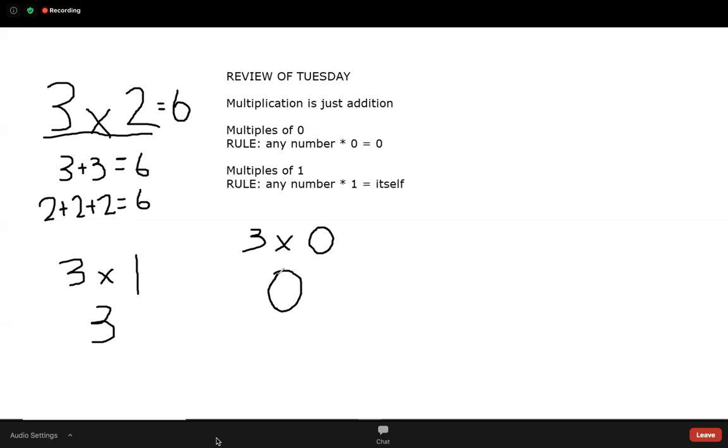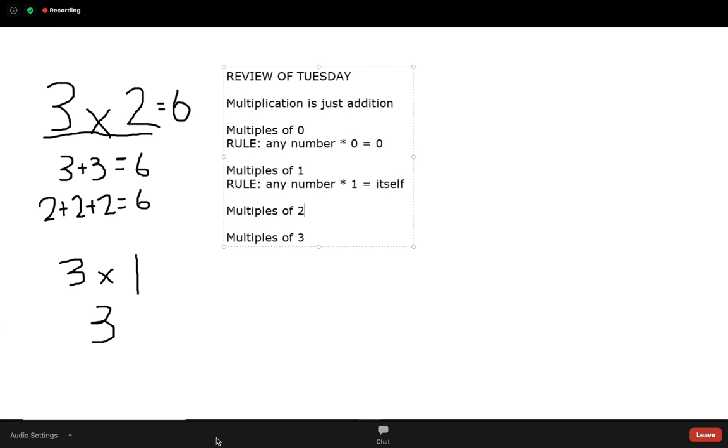Okay. And that's how this will work. So that's just a quick explanation of why those rules are what they are. So now let's move into talking about multiples of 2. And also multiples of 3.